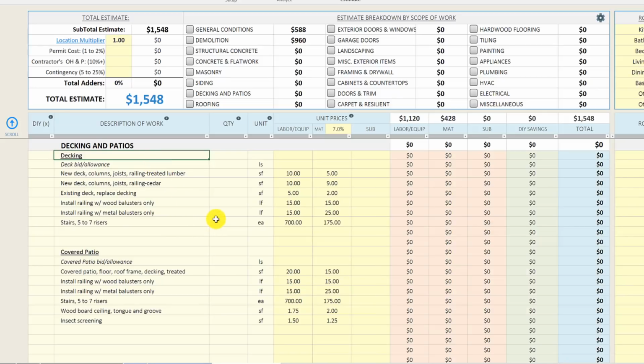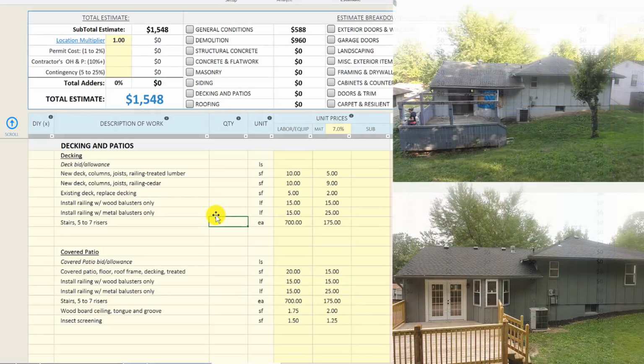So what you'll notice in some of those pictures that we had was the deck was in pretty bad shape, but the structure of the deck was fine, and we could actually keep the structure. So basically the posts, the beams, the joists of the deck were in good shape, but we wanted to replace the decking there. So what I'm going to plug in is we've got an existing deck, replace the decking.